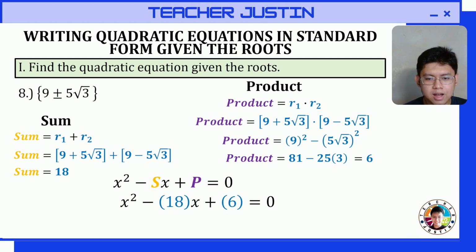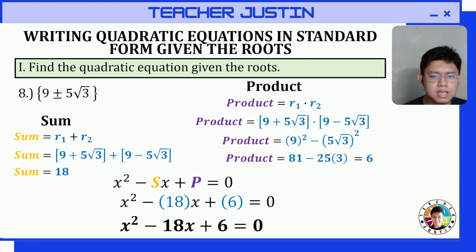Now let's simplify our sign. It will now be x squared minus 18x plus 6 is equal to 0. And that will be our quadratic equation. Okay, and that's it. Alright, ta-da!